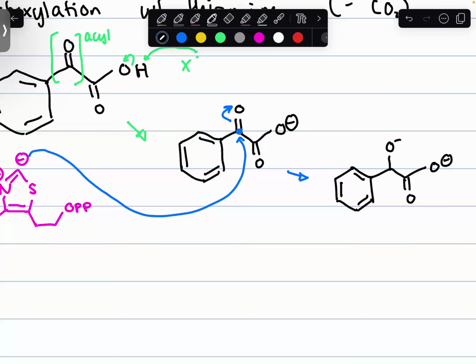Acyl substitution requires an acyl and a nucleophile, and aldols require two ketones or aldehydes.